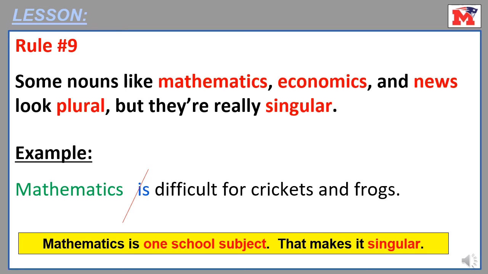Rule number 9 says some nouns, such as mathematics, economics, and news, look plural, but they're really singular. So treat them as if they're singular. Here's a good example. Mathematics is difficult for crickets and frogs. I have never seen one pass a math class. So mathematics sounds like more than one thing, but it's really just one subject at school. That makes it singular. So mathematics is difficult instead of mathematics are difficult. Words like mathematics, economics, and news look plural, but they're really singular, so use them in a singular form.